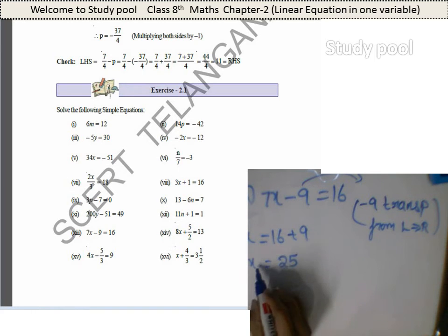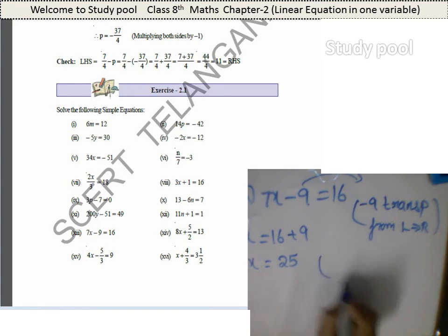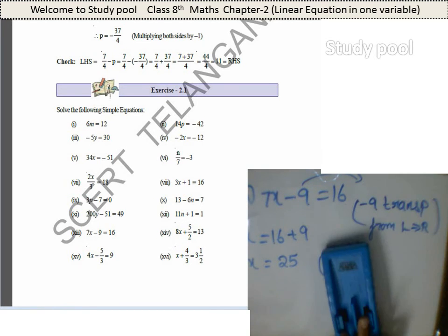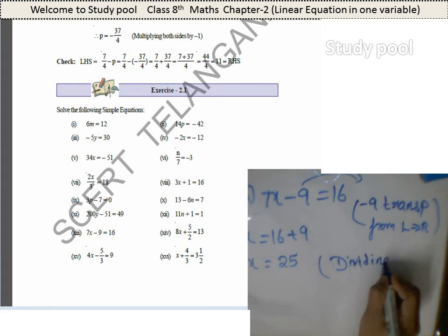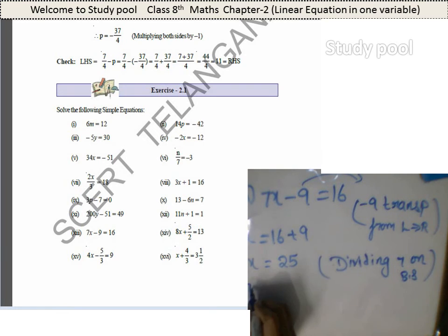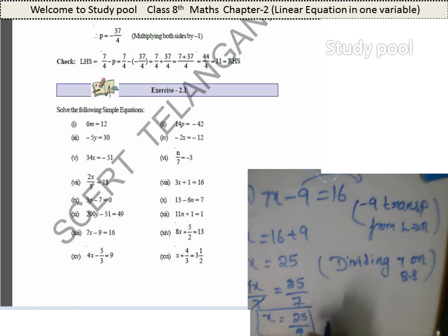So what do we have to do now? Here 7 is there, so now I am dividing 7 on both sides. So what happened then? 7x by 7 is equal to 25 by 7. Now see, 7 gets cancelled. Here x is equal to 25 by 7. We are getting this as the answer. Got it? We'll do the next one.